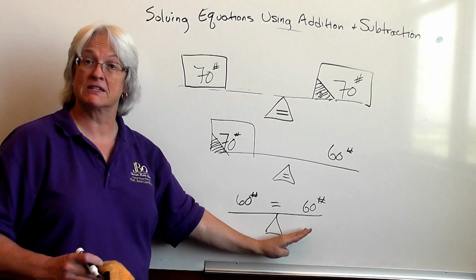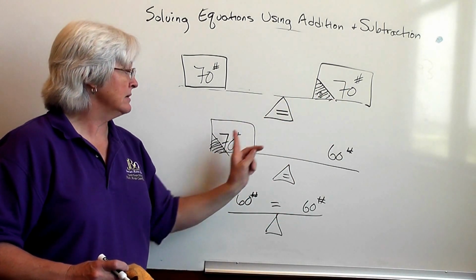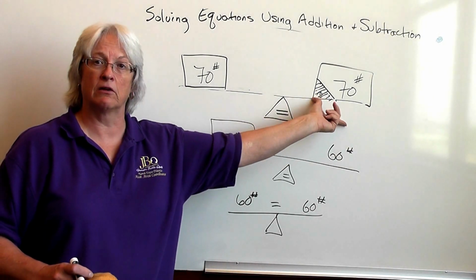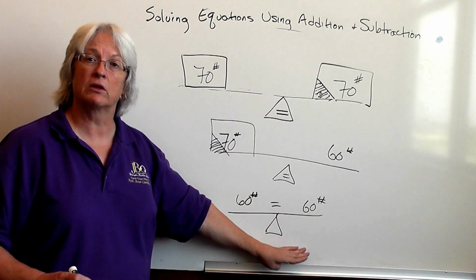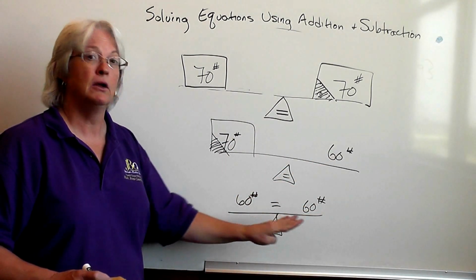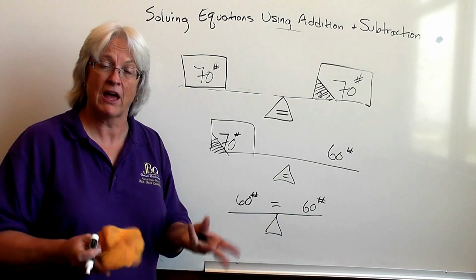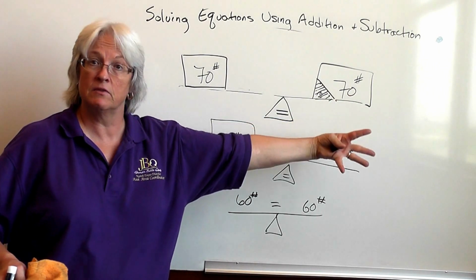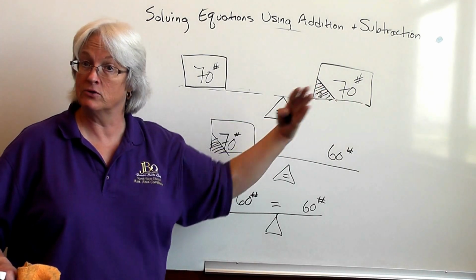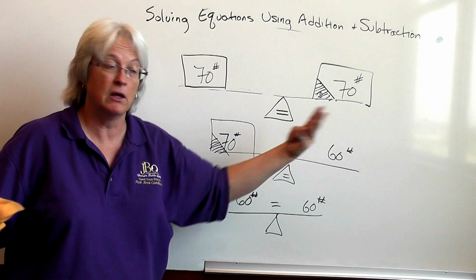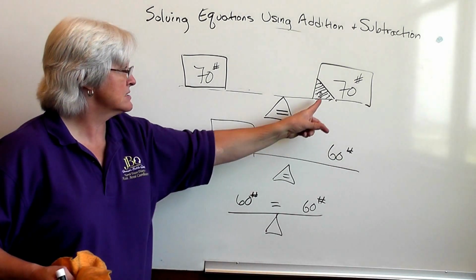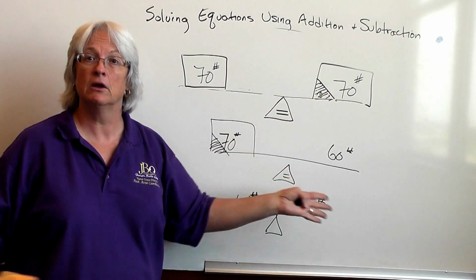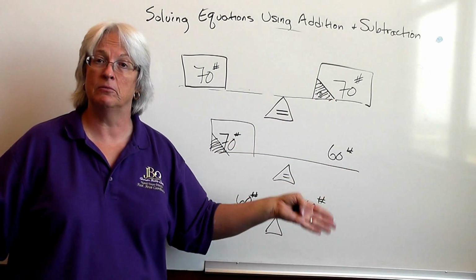What did we do to get back to 60 pounds? We took a bite out of both sides. We took a 10-pound chunk out of each of these boxes, which brought it down to where we have 60 pounds again on both sides of the equation. So that's what we're doing. If you add the same thing to both sides of the equation, like we added 10 pounds on both sides of our seesaw, it stayed in balance. If we subtract the same thing from both sides of the equation, we subtracted 10 from both sides, it remained in balance.